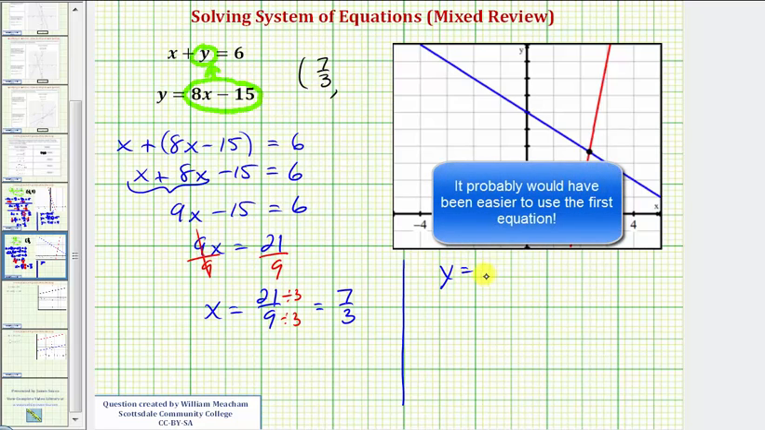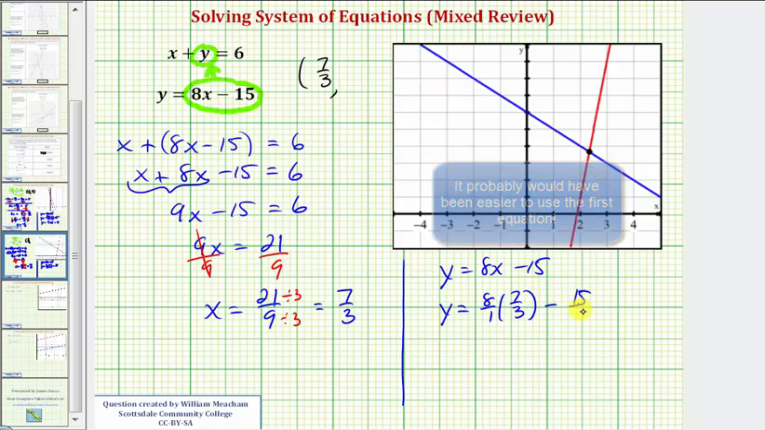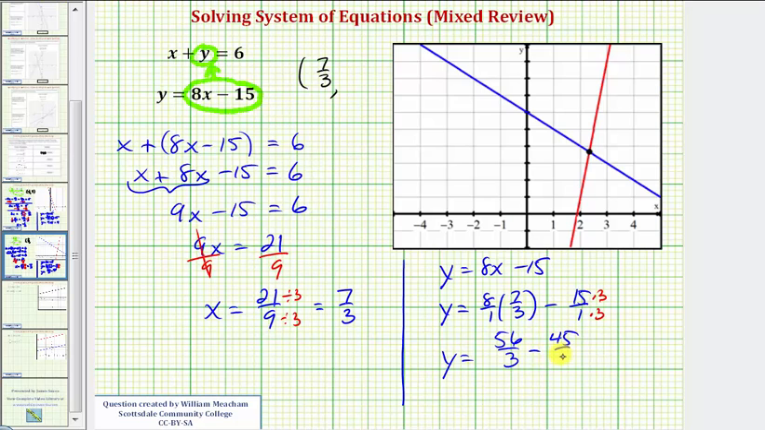So if y equals 8x minus 15, we have y equals 8 over 1 times 7/3 minus 15. I'm going to write 15 as 15 over 1. So we have y equals, this would be 56 thirds. Let's convert 15 to thirds by multiplying by 3 over 3. So we have minus 45 thirds, which would be equal to 11 thirds. So the y-coordinate, or the second coordinate, is 11 thirds.